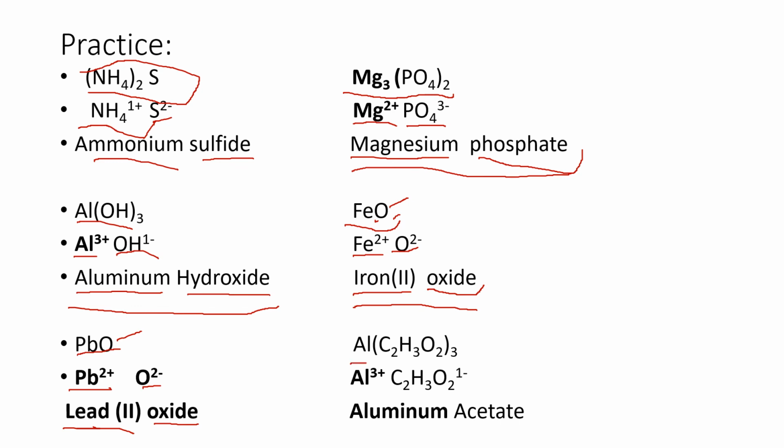We have Al(C2H3O2)3. Obviously, the cation is Al3 positive and C2H3O2 negative is the anion. And the name of Al3 positive is aluminum. And the name of C2H3O2 negative is acetate. So, the combined name is aluminum acetate.